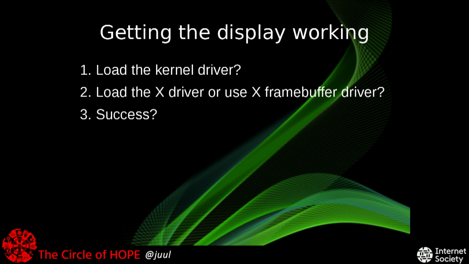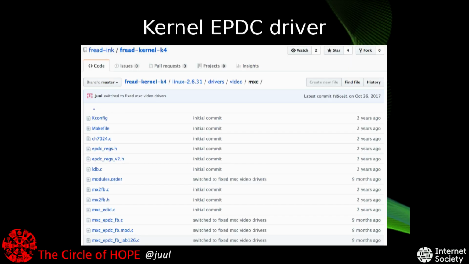Okay, let's get to the fun stuff. We need to get the display working. We can run and start a kernel, and we can get some command line stuff working, but we need to get the display. So how do you get the display working? Well, you load the kernel driver, I assume. Then you would probably load some kind of X driver and maybe use the frame buffer driver, and that would be it. Well, turns out that's not exactly right.